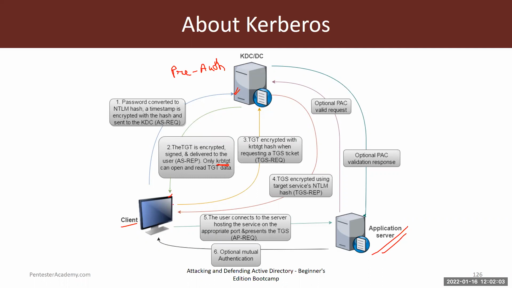Now, the client presents the TGT back to the DC as a proof of possession and requests access to this application server, or specifically to a service. It requests a TGS, or a service ticket. Please note that the actual name of the ticket is service ticket, but TGS is also used interchangeably and I prefer that. So the client presents a TGT and requests a TGS for the service hosted on this application server.